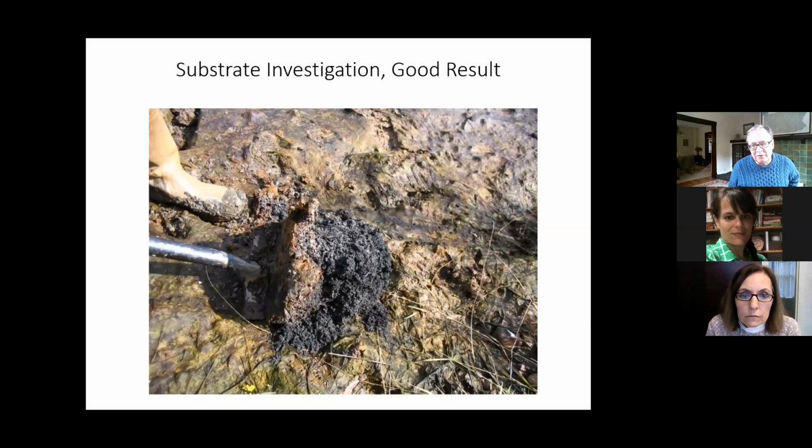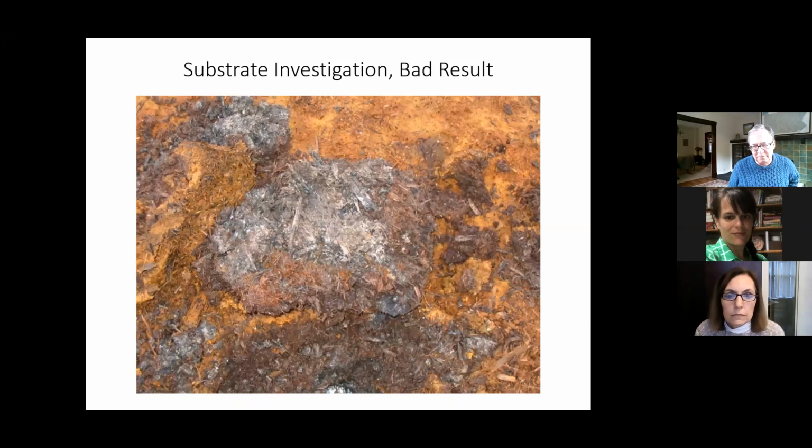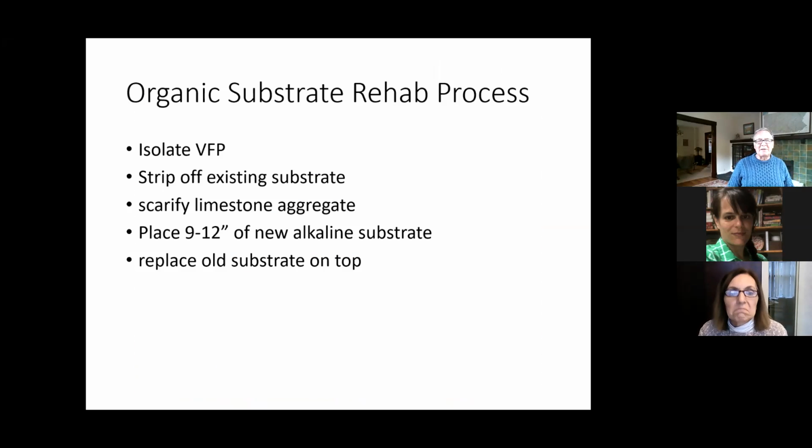And this is a good result. When mine drainage flows through fertile organic substrate, it turns black. That black is indicative of good biological activity. And this is a good result. This is a bad result. There's no black in here. There's aluminum, there's iron. This substrate is exhausted and it needs to be replaced. And in fact, that's what we've done up here now as well.